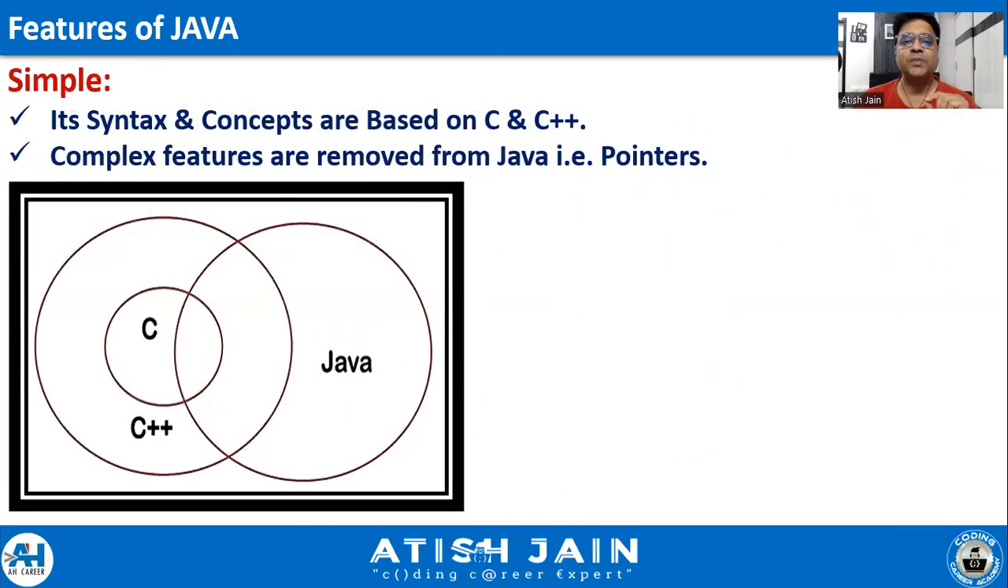Java is simple language. Why? Because Java takes the syntax of the language from C, and Java takes the features from C++. And the complex concepts like pointers are removed from Java. So Java doesn't have any pointers concept. C++ is known as superset of C language. C is known as subset of C++. But whereas Java is known as first cousin of C and second cousin of C++.